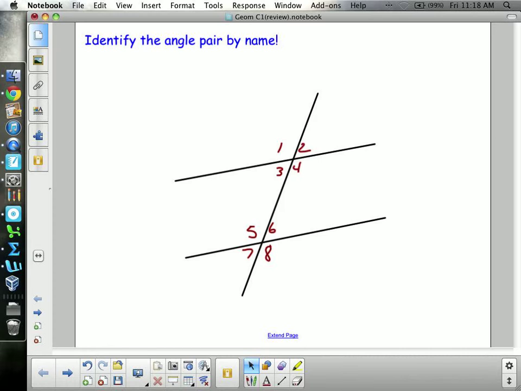So I'm going to tell you the pair of angles. You tell me the name of the angle pair. This will be on your quiz. Angle 1 and angle 8 will be the name of that angle pair. Alternate exterior.